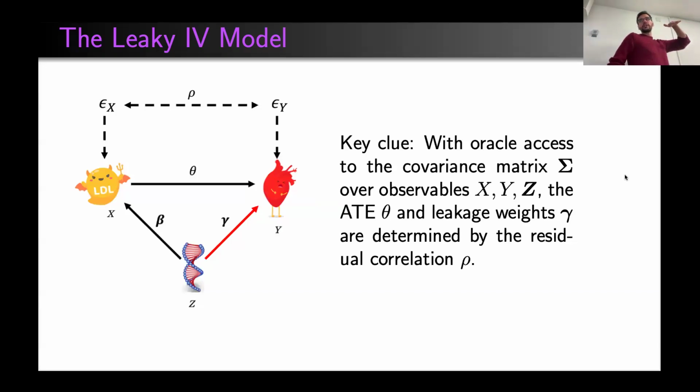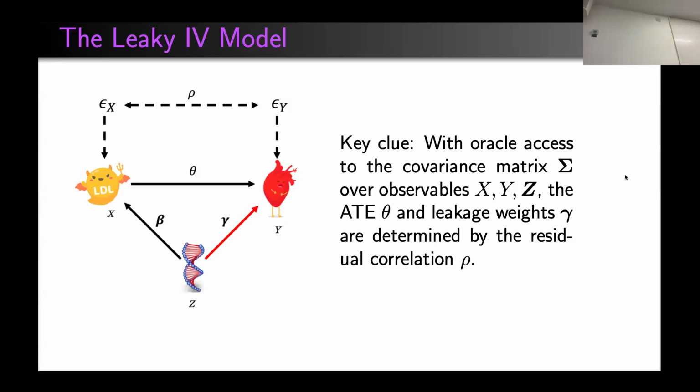The key clue, the thing that gets the ball rolling on this, is to realize that if we have the covariance matrix over the observables, which obviously we're just going to use an estimator for, but let's just say we're in the Oracle setting where I've got that covariance matrix, then this parameter and this parameter are fully determined by this parameter. So if I knew the precise level of correlation between these residuals, theta and gamma would fall out. And I'll spell that out precisely in a moment.